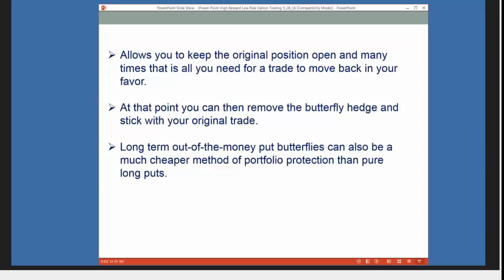Also, long-term out-of-the-money put butterflies can be a much cheaper method of portfolio protection than pure long puts. So if you're trying to protect against a potential market correction to the downside, you can use these as a cheap way to buy insurance.